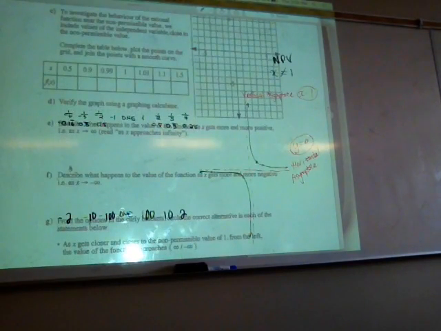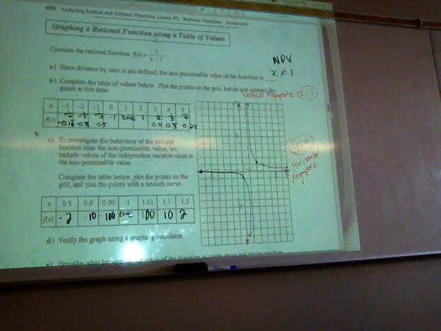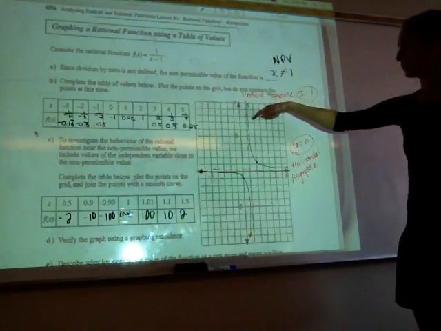So let's just summarize a few things. Describe what happens to the value of the function as x gets more and more positive. What's happening as x is getting more and more positive?